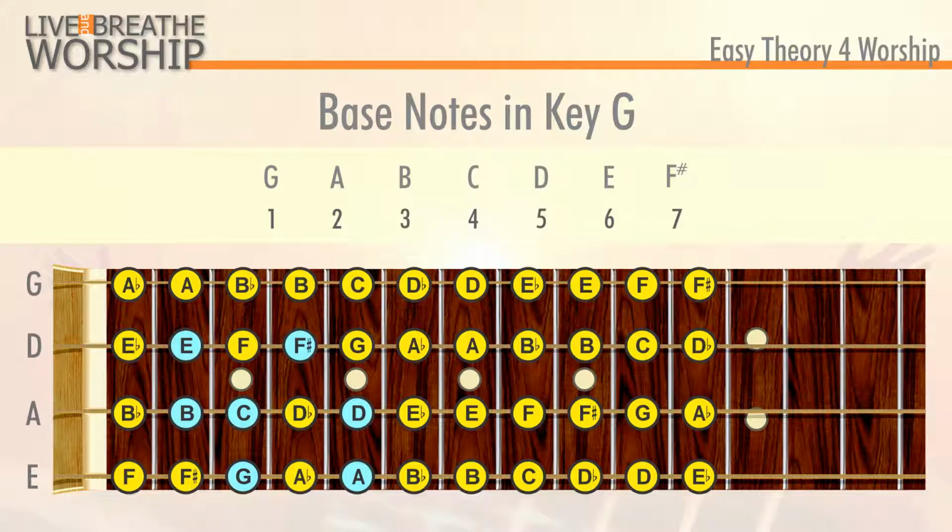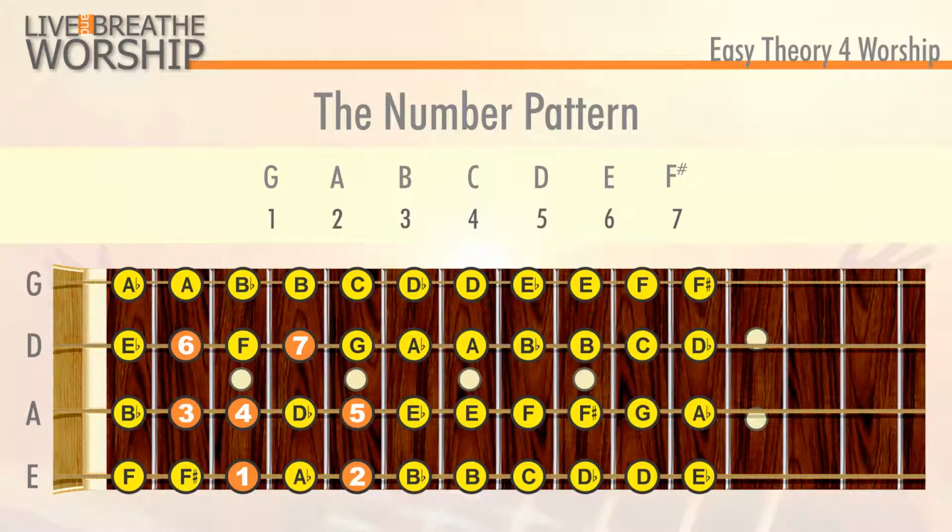Now, if we were to substitute the names with numbers, we would get this: 1, 2, 3, 4, 5, 6, 7. So the G, C, D chord progression was written out as a 1, 4, 5. We'd go 1, 4, 5. So you can start to see how this pattern will make it easier to play in any key.